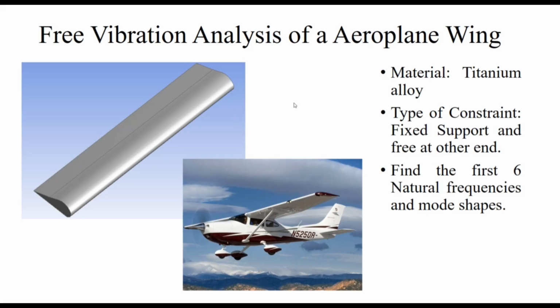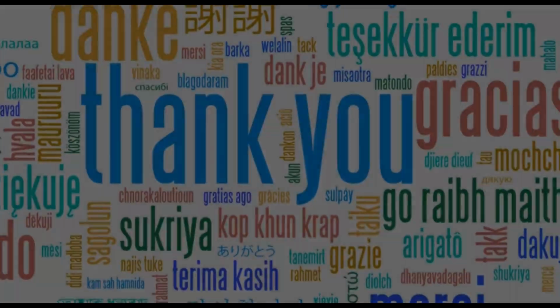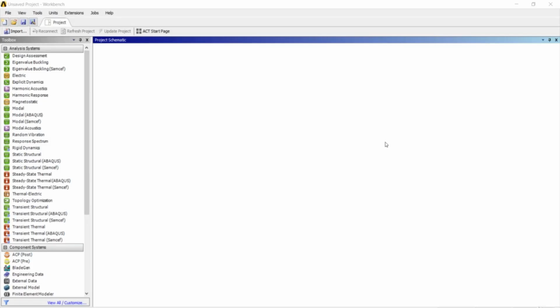The material with which this particular aeroplane wing is made is titanium alloy, and our aim is to find out the first 6 natural frequencies and mode shapes using ANSYS Workbench. Analysis on the aeroplane wing. I have opened the ANSYS Workbench. In the ANSYS Workbench, I am going to go to Analysis Systems.